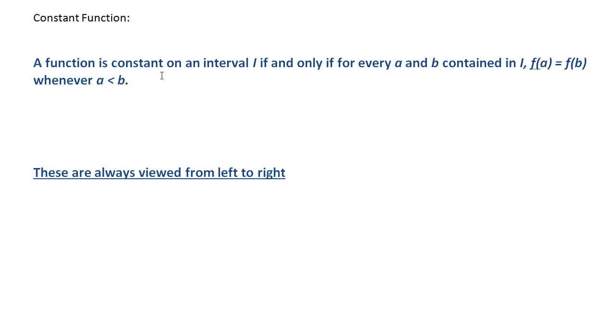And the constant function is constant on an interval if and only if for every a and b contained in the set, f of a equals f of b. And what that looks like is just a perfectly horizontal line. Just like you learned in Algebra 1, that constant function, a horizontal line, simply y equals 3, is a constant function. It's neither increasing nor decreasing, it's just considered constant. Again, always viewed from left to right, just like reading a book.